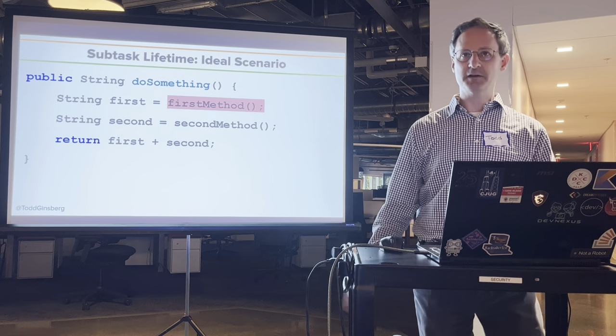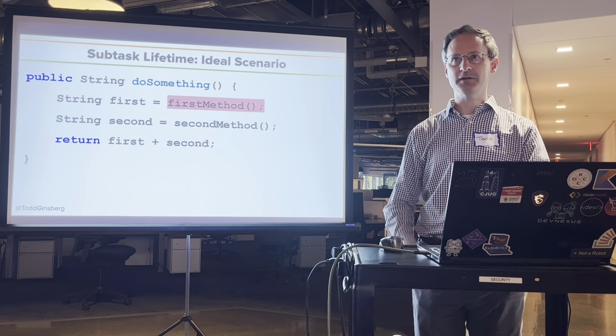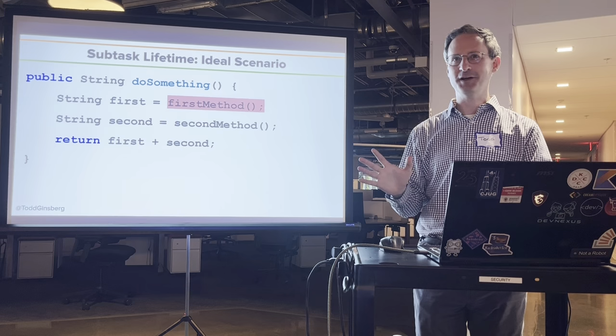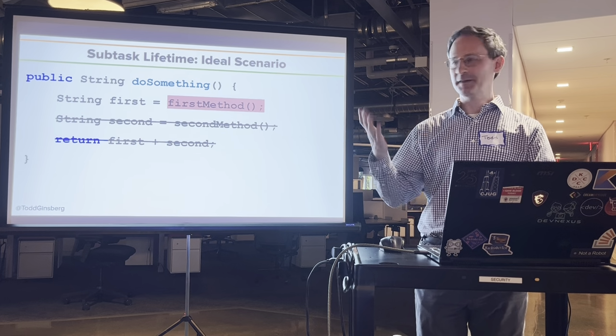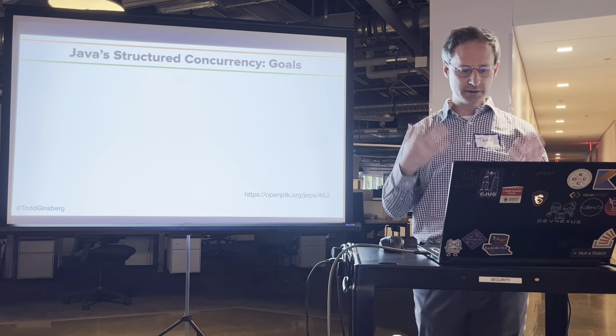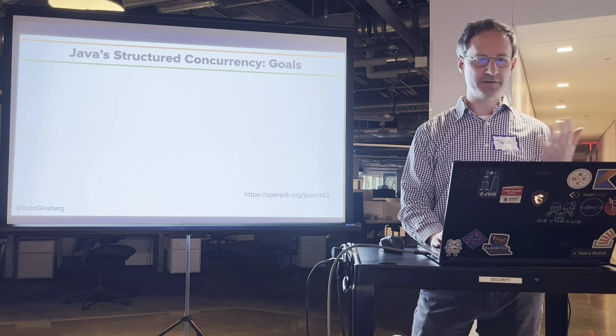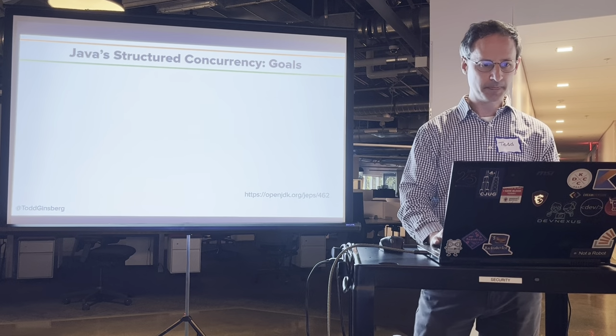Now what happens if first method fails, throws an exception? What happens? Anybody? Just shout it out. There's no wrong answer here. I guarantee you'll get it right. Nothing. Nothing else happens, right? You know these won't happen, okay? So that's what structured programming gives us, and that's what we want structured concurrency to behave like, ideally.